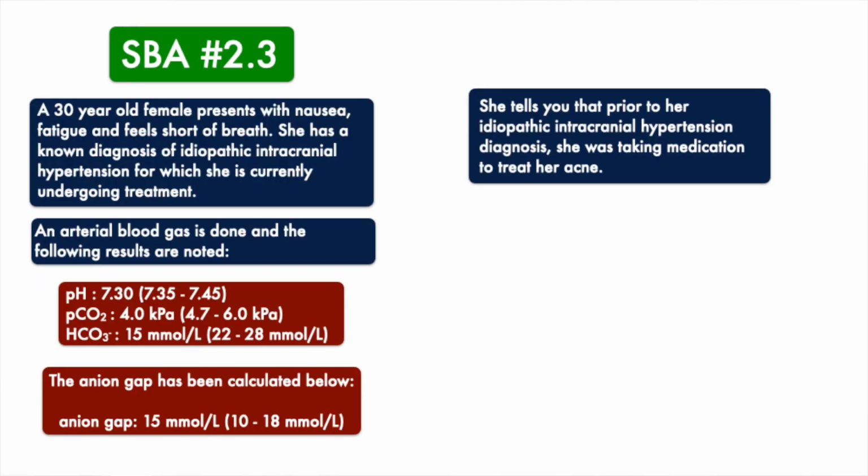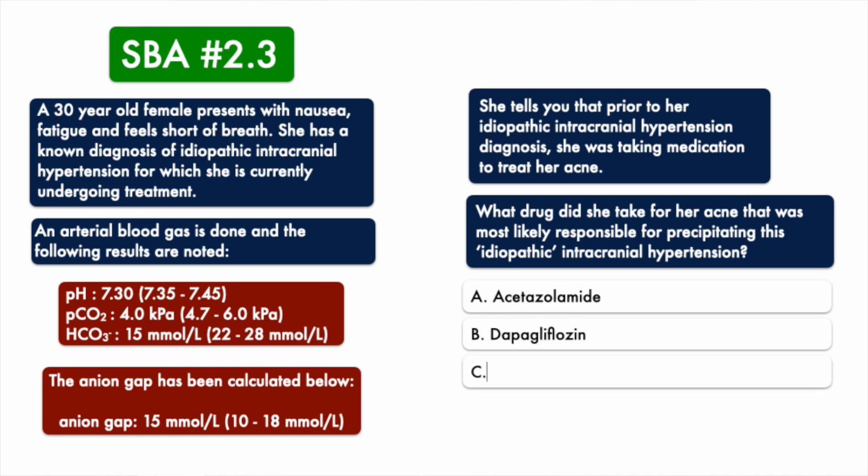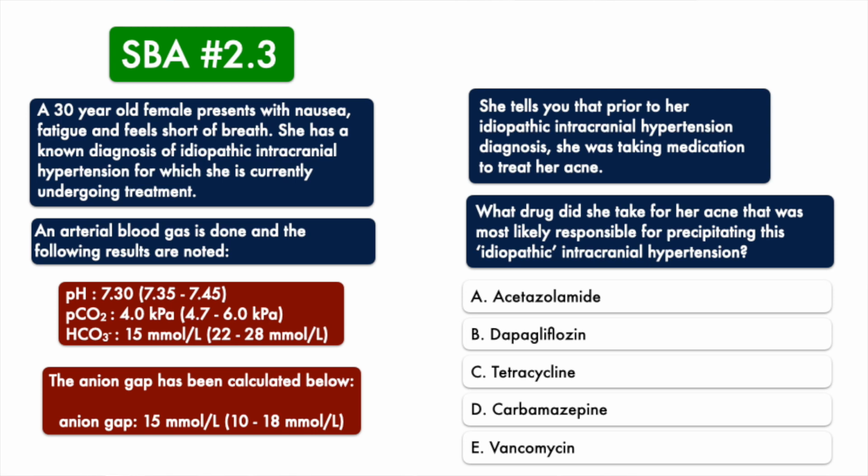She tells you that she was also taking medication for her acne. Which drug was she taking that most likely precipitated her idiopathic intracranial hypertension? A. Acetazolamide, B. Dapagliflozin, C. Tetracycline, D. Carbamazepine, or E. Vancomycin. Now again, you just have to know this one. The correct answer is C.